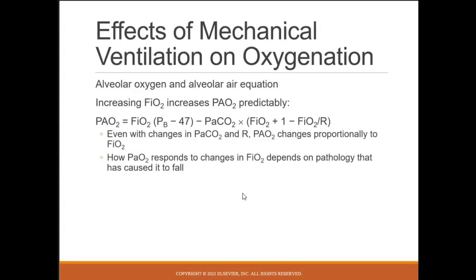So your book talks again about how to calculate your PaO2. Increasing the FiO2 increases your PaO2 predictably. So if I increase my FiO2, my PaO2 should also increase.